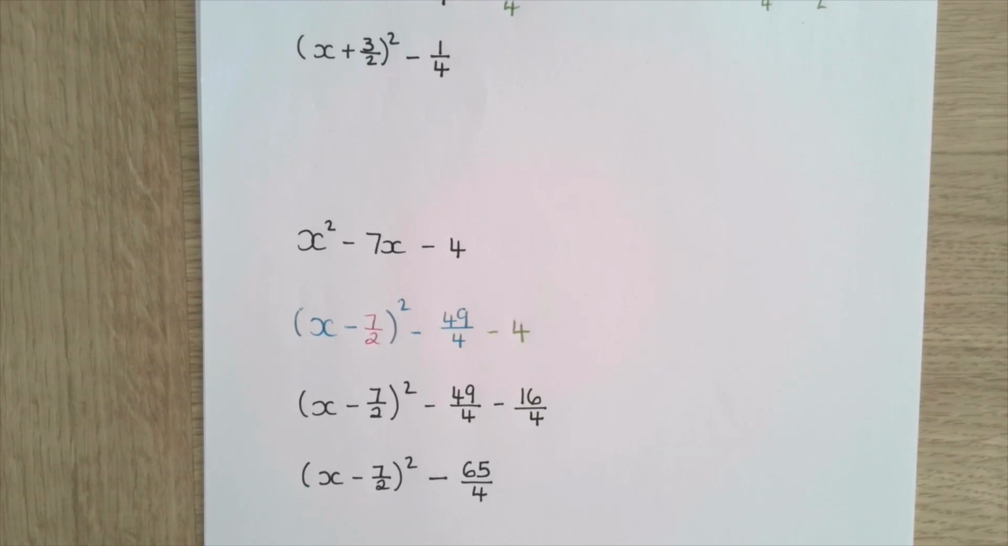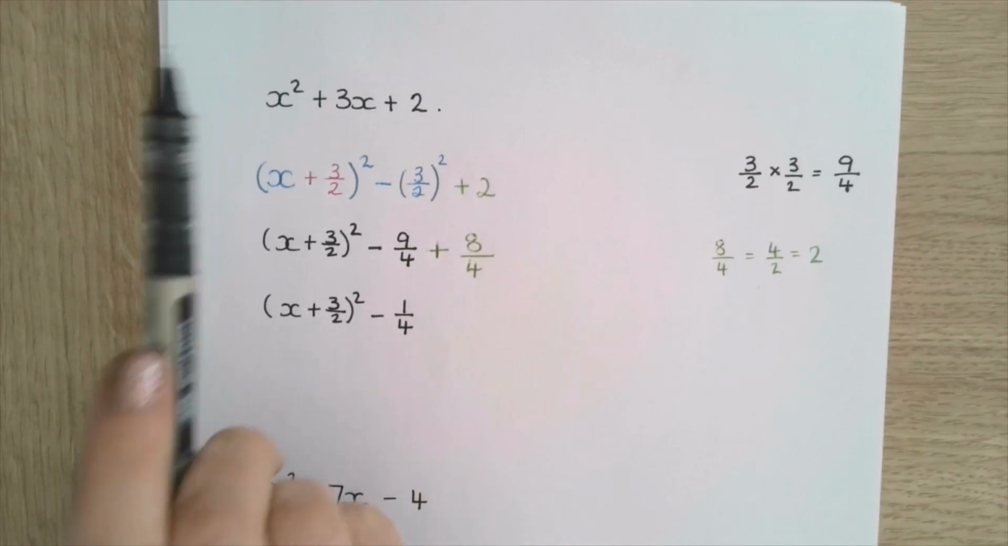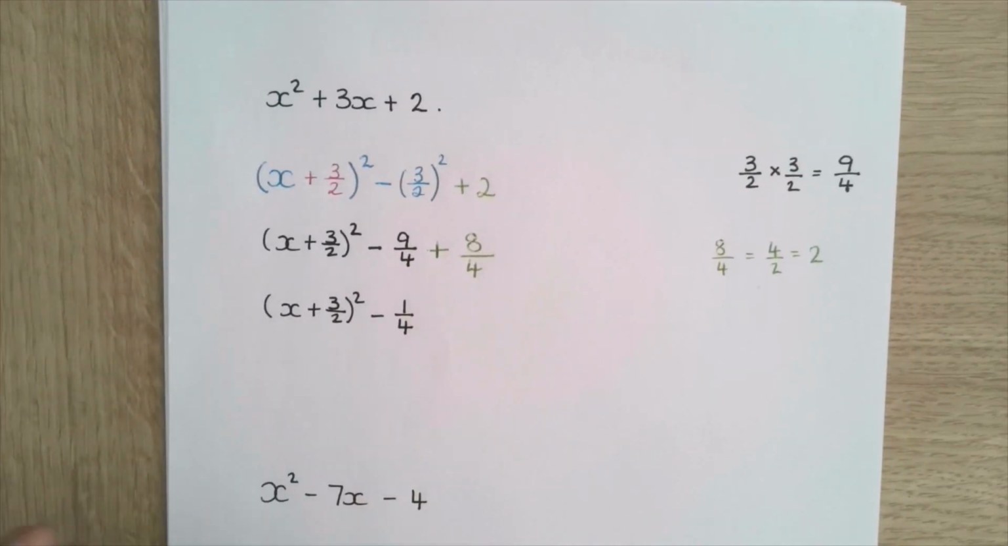So those are just a few examples of completing the square. Fairly simple ones, to be honest, and what I'm going to do is I'm going to do another video which does have examples where we have got coefficients of x squared. So you might see a 2 here, you might see a negative in front of the x squared, so that video will help you with those slightly trickier examples.